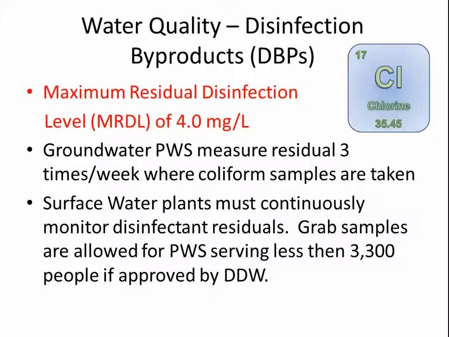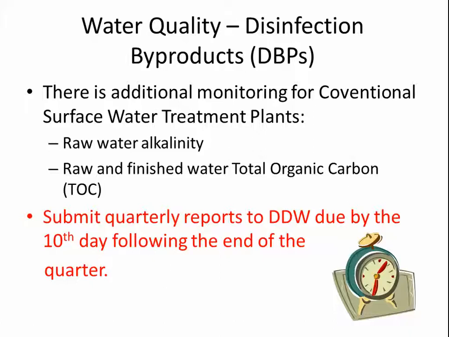So the groundwater water system needs to measure residual at least 3 times a week, where you also take your coliform samples. Surface water plants, if you're a surface water treatment plant, you need to be continuously monitoring the disinfectant residuals. The grab samples, and we talked about this earlier, grab samples are allowed if the system serves less than 3,300 people, and it's also approved by the division.